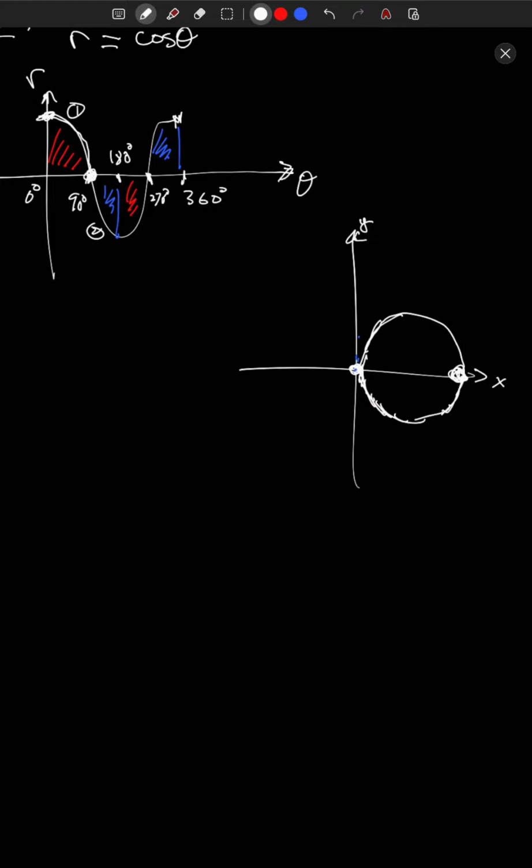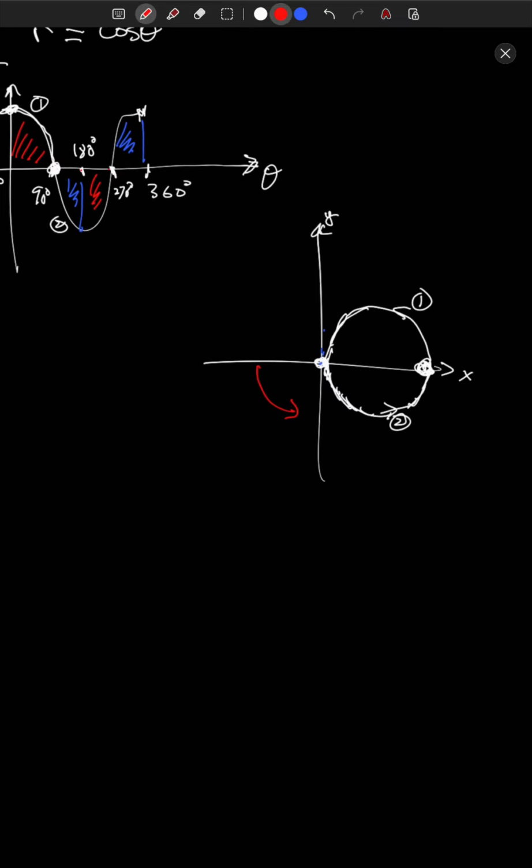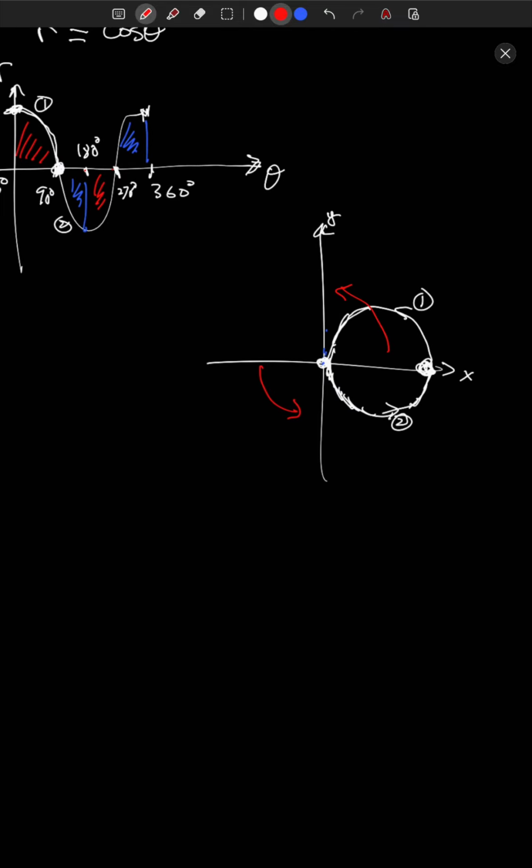That's 2. And this was 1. That was 2. All right. Okay. Now what happens if we continue? This next portion, 180 to 270, is supposed to be drawn there. But our r is negative, sorry. So we're actually going to be drawing there.